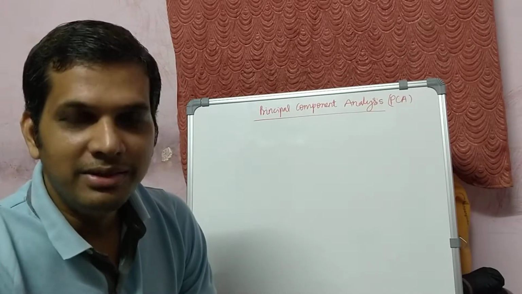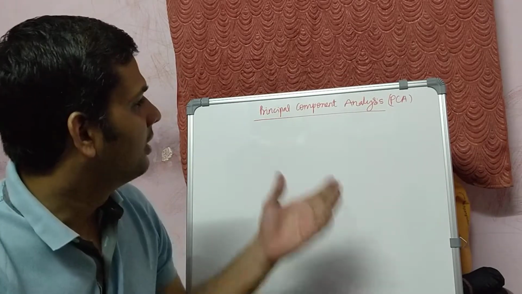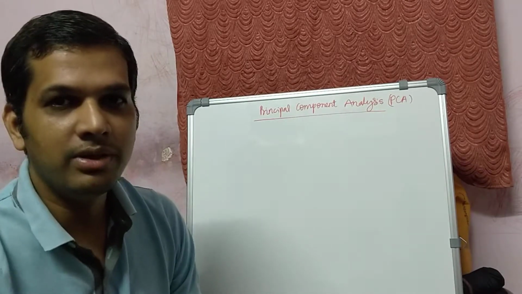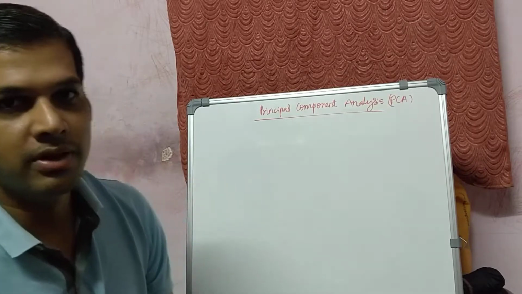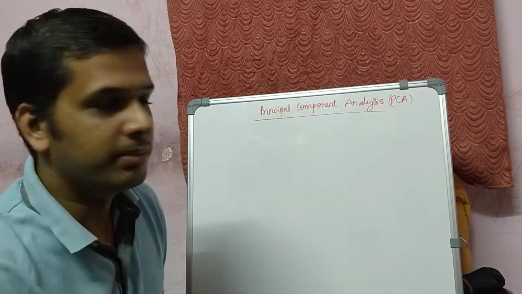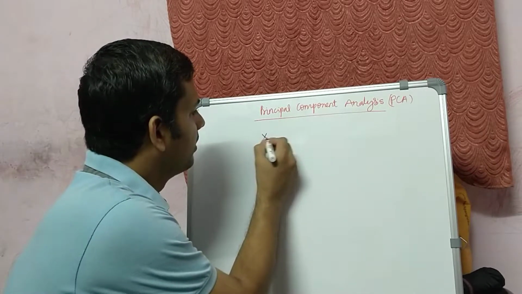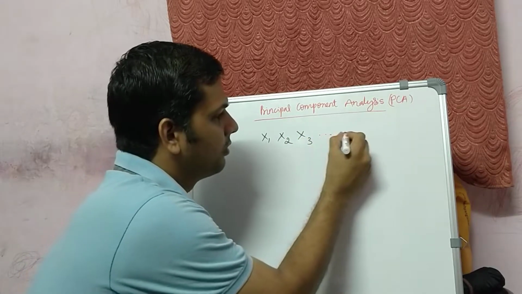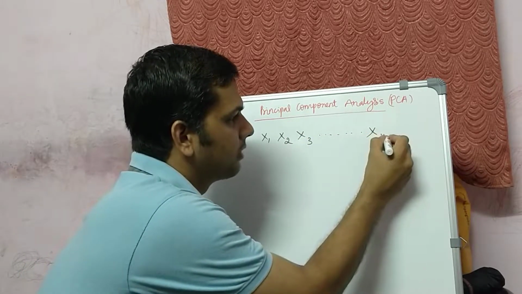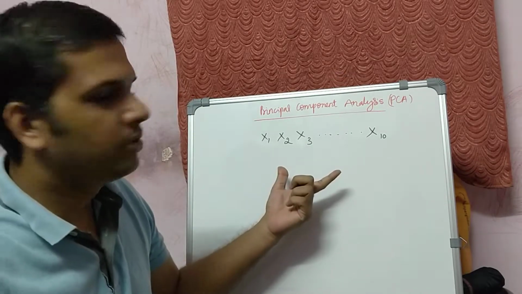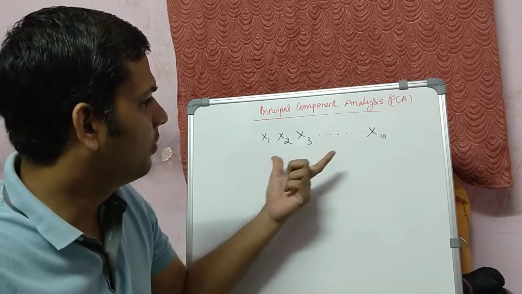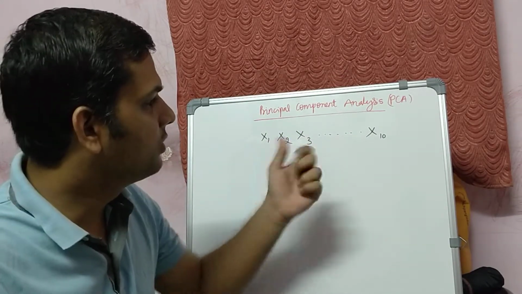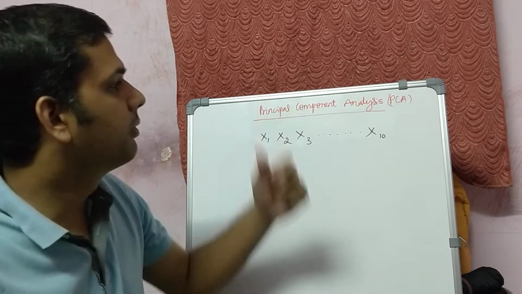Welcome. In this video we will see the different aspects of principal component analysis and when to use it, and we will try to understand this with an example. Suppose you have 10 variables. Let's call them x1, x2, x3. Suppose you have 10 independent variables or features, and you don't know which one to keep in the model and which one to drop. So in that case, principal component analysis helps.